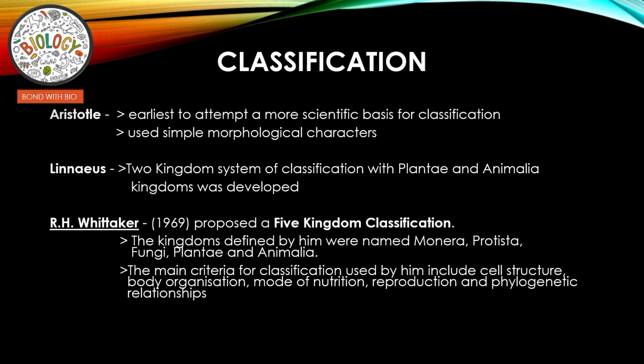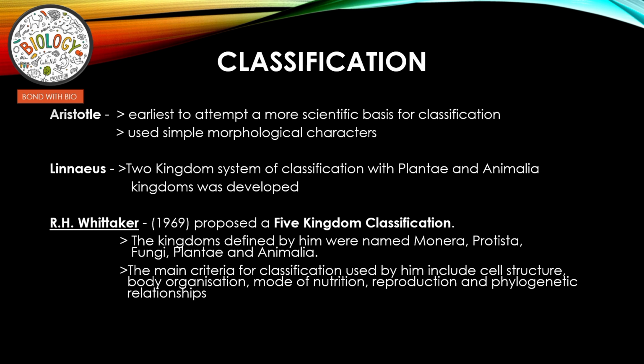Next, we need to classify the living world to study them in more detail and in a specified manner. Let us now get acquainted with the history of biological classification. Aristotle was the earliest to attempt a more scientific basis of classification. He used morphological characters to classify plants into trees, shrubs, and herbs. He also divided animals into 2 groups, those which had red blood and those which did not.